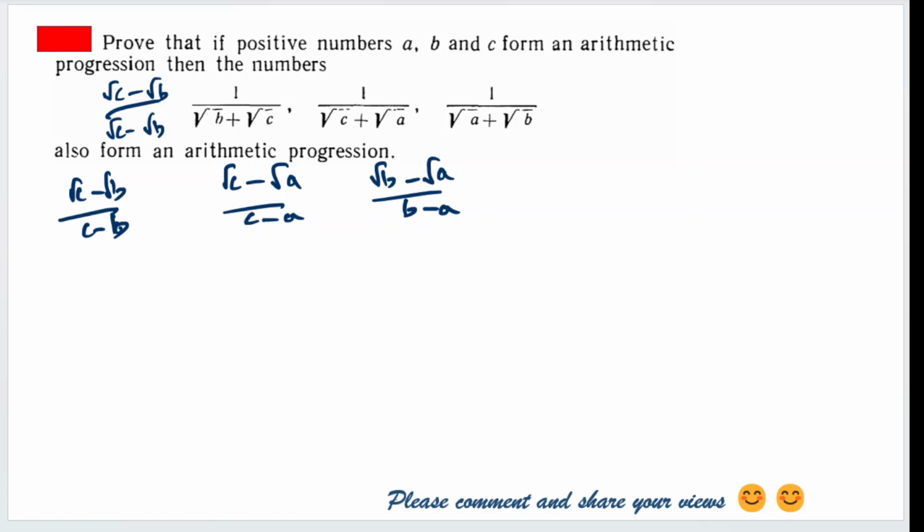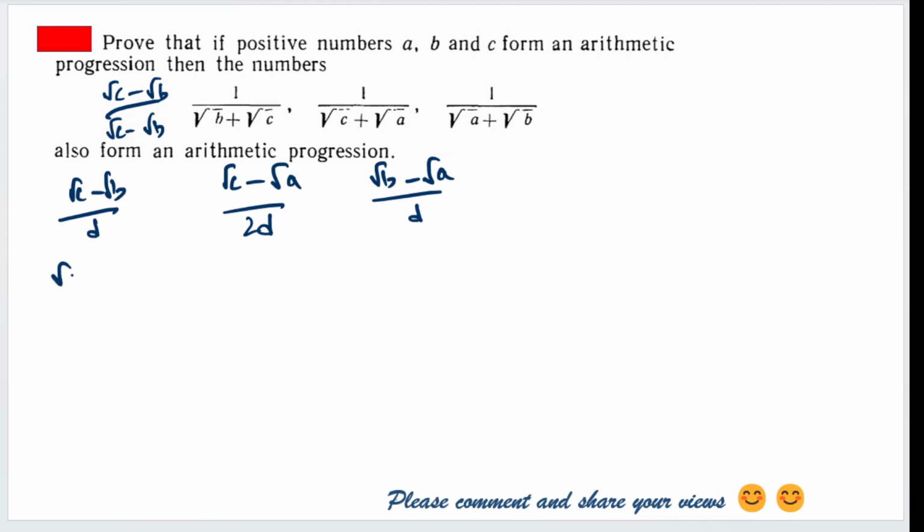Now, a, b, c are in arithmetic progression. That means if the common difference is d, c minus b will become d, right? And c minus a will become 2d. And b minus a will become d again. Right. Now, these terms are a little more comfortable for us.